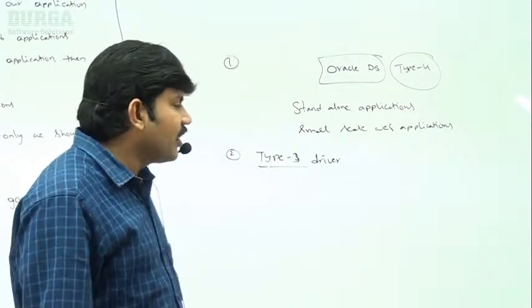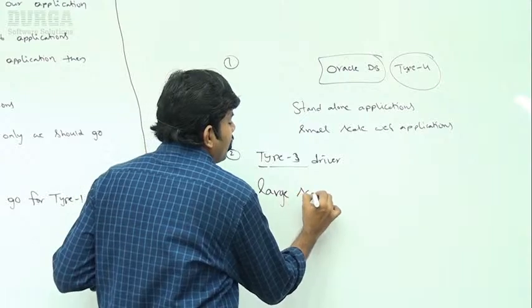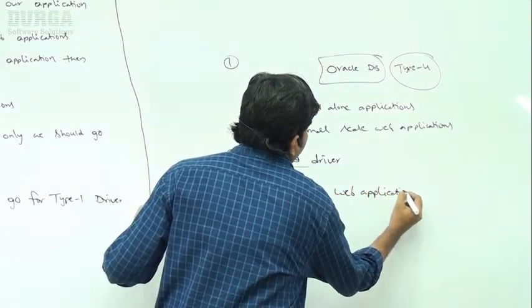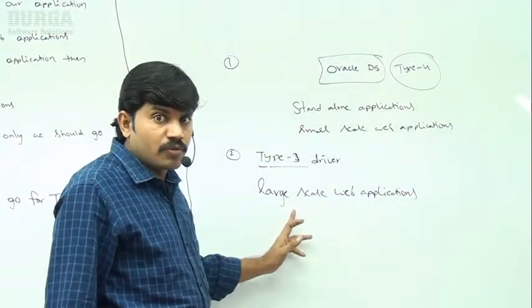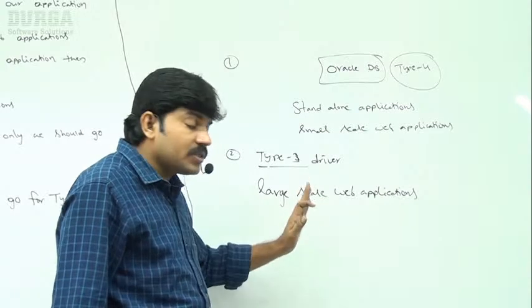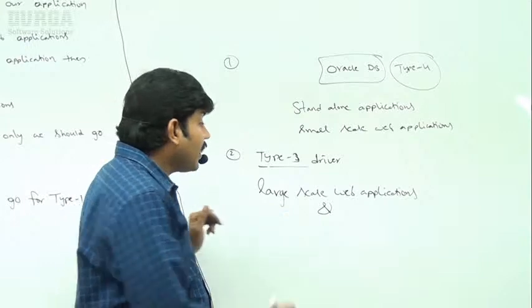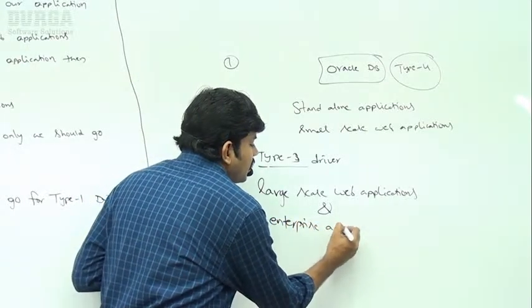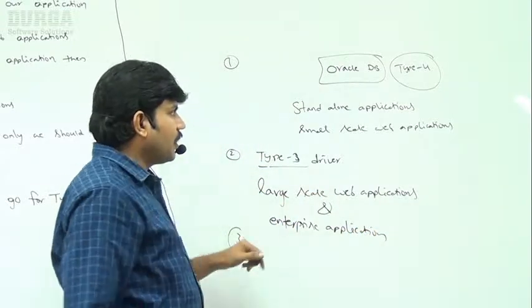Okay. Sir, can you give an example? Best example, large scale web applications. Are you getting? Large scale web applications, right? Big web applications, if we are going to do, then we should go for large scale web applications, and sir, enterprise applications, right? And for enterprise applications, happily we can go for type 3 driver, right? Are you able to understand?